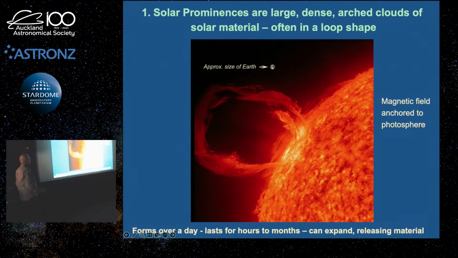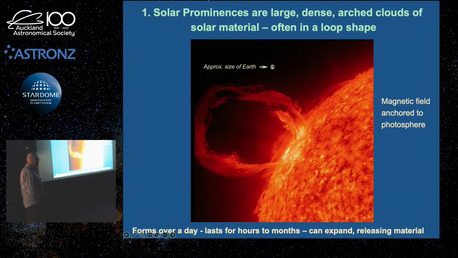Now, solar prominences are essentially big arched loops of hot plasma, clouds of hot plasma rising up. There'll be big loops of magnetic field lines in there, and the charged particles of the plasma are following those field lines. You'll see there how the magnetic fields are anchored to the photosphere. They form over a few hours to a day. They can last for hours and up to months.